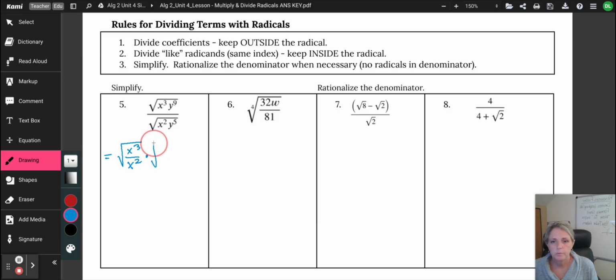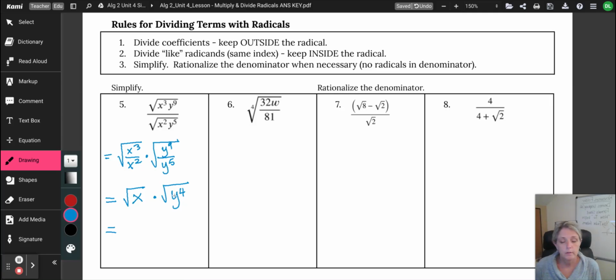And then we're going to multiply that by the y's. We're going to group the y's together. So y to the 9th over y to the 5th. And now when we simplify, all we have to do is subtract. So 3 minus 2 is 1. So this is going to leave the square root of x to the first, which we won't write. We'll leave that there. Times, and then 9 minus 5 is 4. So we're going to have the square root of y to the 4th.